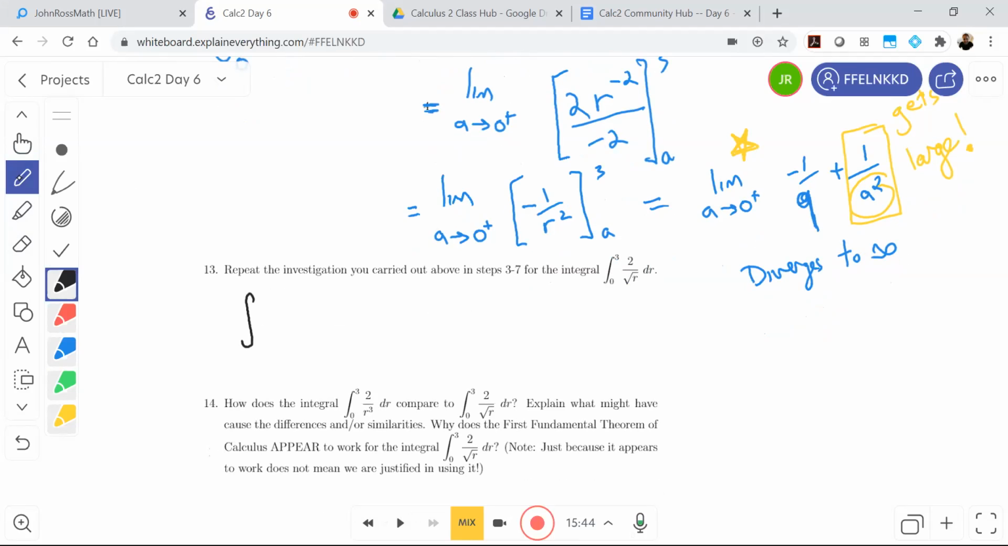We will use the same steps that we did up above, which means that I'm going to recognize that at 0, there's a problem point, right? I'd end up with a 0 in the denominator of the thing that I'm integrating. So I really want to compute the limit as a goes to 0 from the right of the integral from a to 3 of, this time, 2 divided by the square root of r. So just like before, 2 divided by root r becomes 2r to the -1/2.